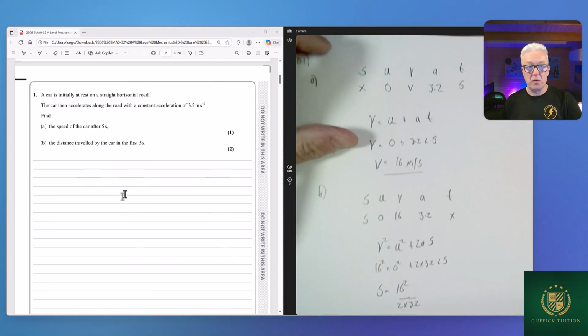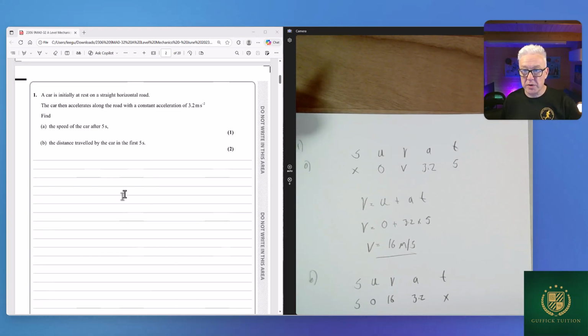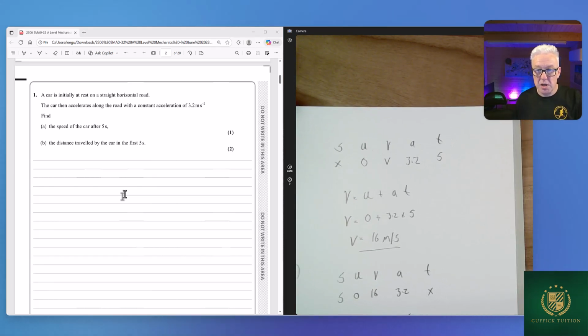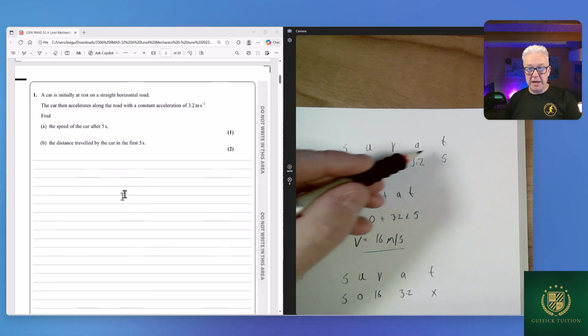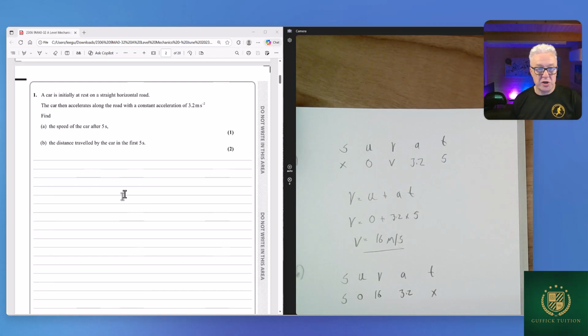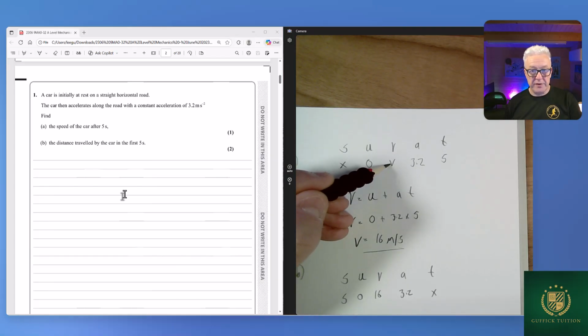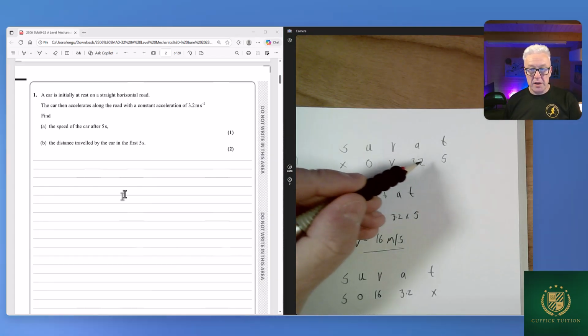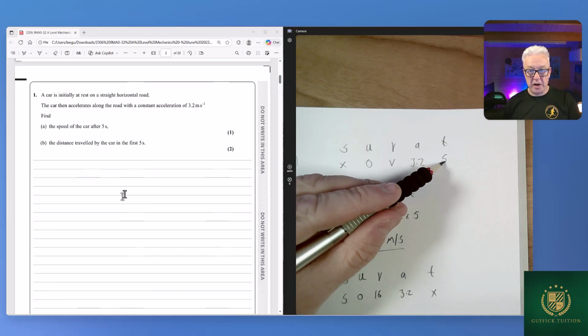So we've got the mention of constant acceleration, which means that we're talking about a SUVAT equation. What I like to do is just write down SUVAT and then fill in the information that I know. It's initially at rest, so my U is 0. We're trying to find the speed after 5 seconds, so V is what we're trying to find. The acceleration we're told is 3.2 and the time is 5 seconds.